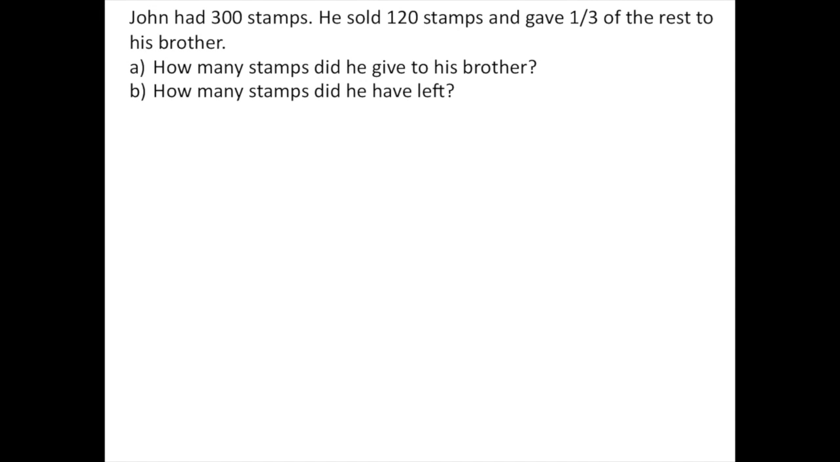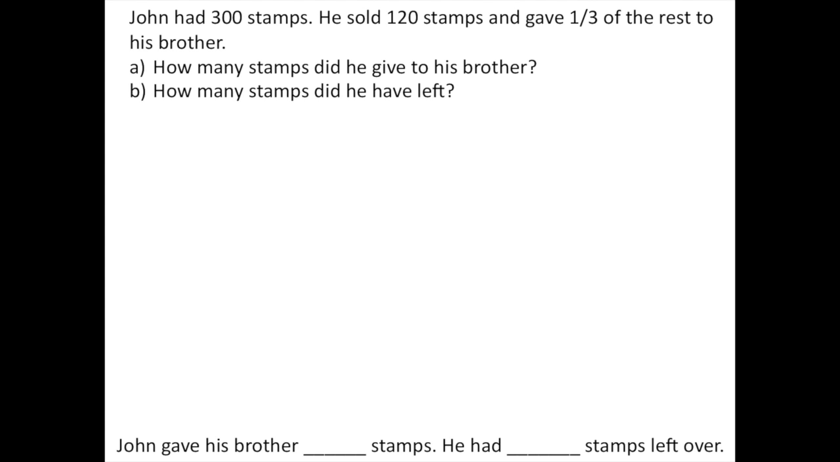John had 300 stamps. He sold 120 stamps and gave 1/3 of the rest to his brother. We want to know how many stamps he gave to his brother and how many stamps he had left. So I'm going to write my sentence on the bottom, leaving blanks for my answers. Since I have 2 blanks, that means I'm going to have 2 question marks in my bar model.